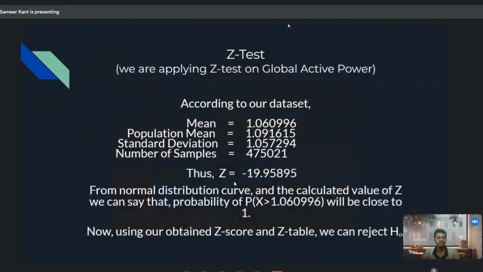Now we have calculated the required values for our dataset, and after applying the Z formula, we get a Z statistic of minus 19.958. After using the Z table, we can say that the probability of the mean increasing is close to 1, so we can easily reject H0, our null hypothesis, and thus the hypothesis testing part completes.